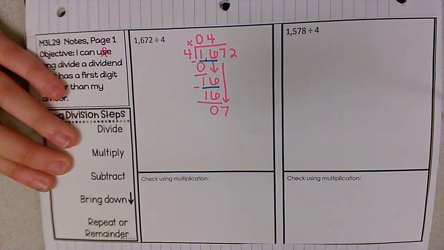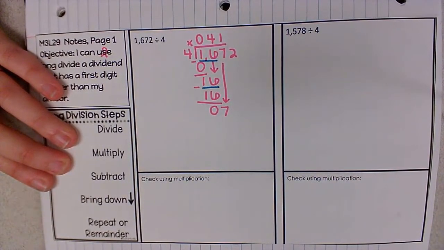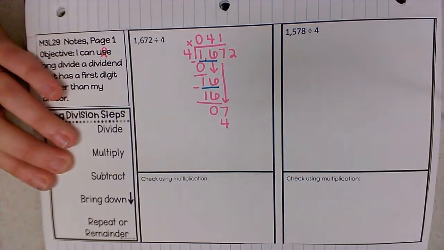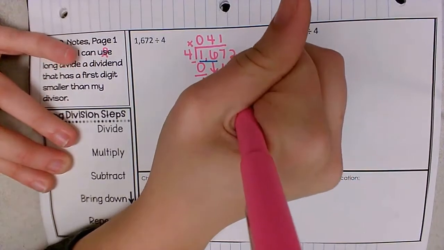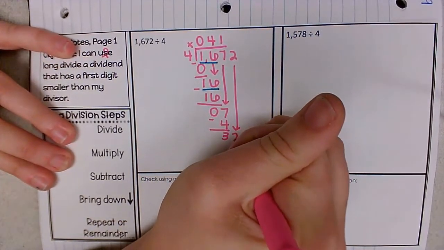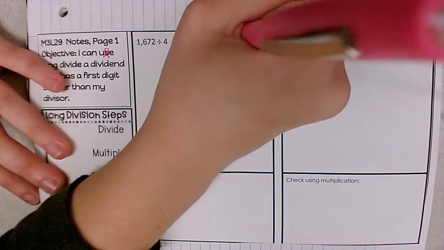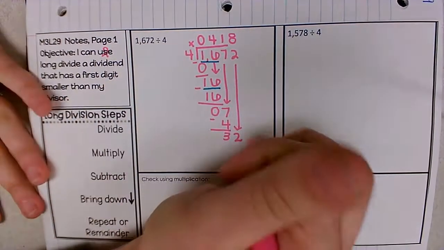Let's do it again. Divide. 7 divided by 4, I can only pull one group of 4 out of the number 7. Divide, multiply. 1 times 4 equals 4. Divide, multiply, and subtract. Bring it on down and bring it on back. Divide. 32 divided by 4. 8. Because I know 4 groups of 8 makes 32. Multiply. 8 times 4 equals 32.